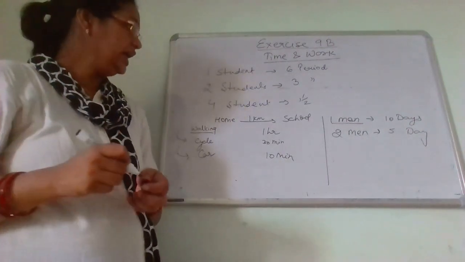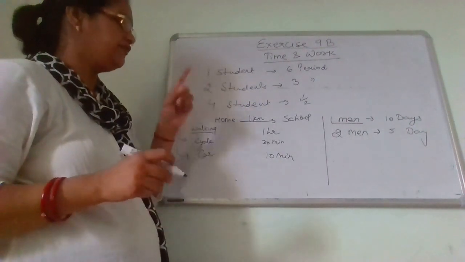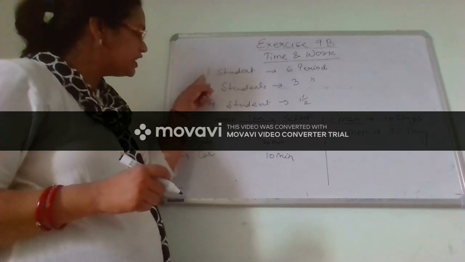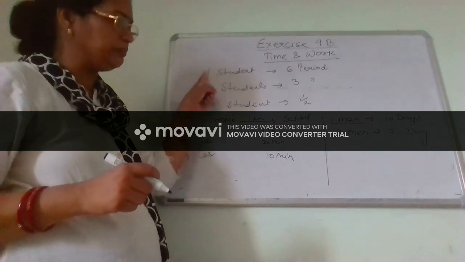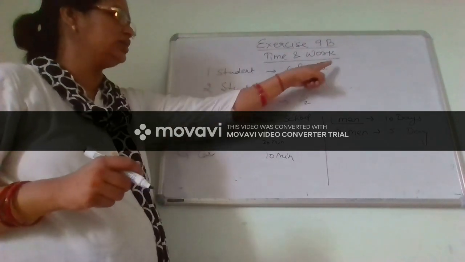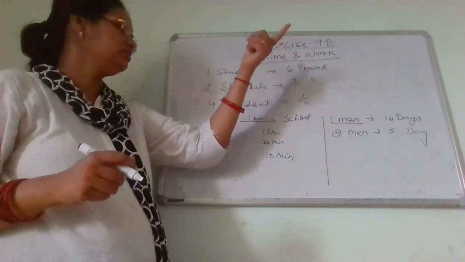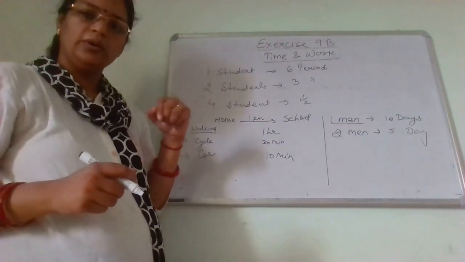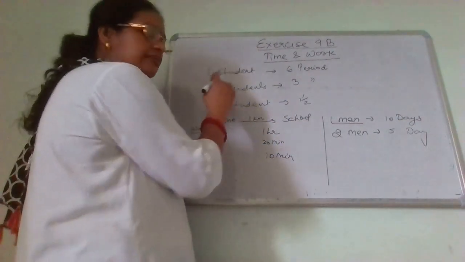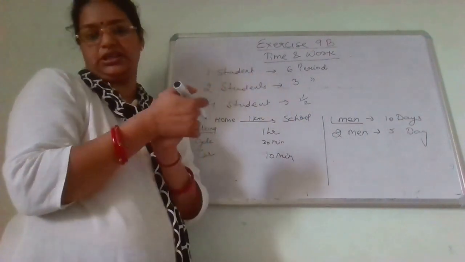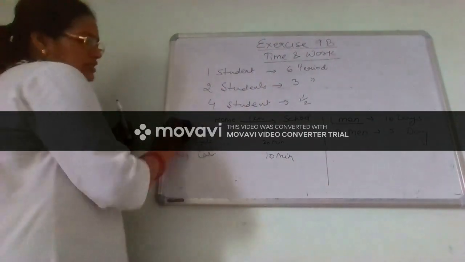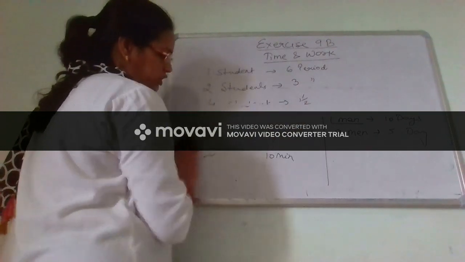Okay. In this case, if you can see over here, every time the multiplication of the number of people and the time is the same. 1 into 6 equal to 6. 2 into 3, 6. Okay, here also 6. Every time. So we can say the multiplication of both the commodities will be the same. Right? Now we will discuss the exercise 9B questions.